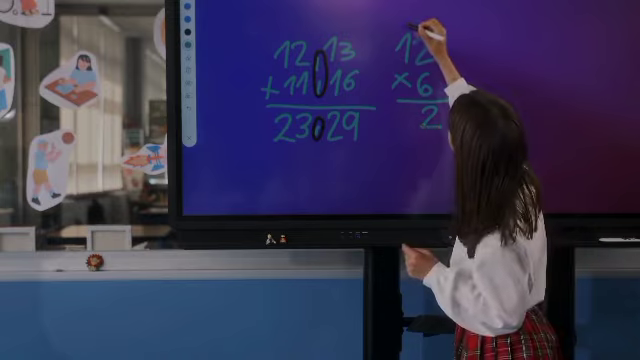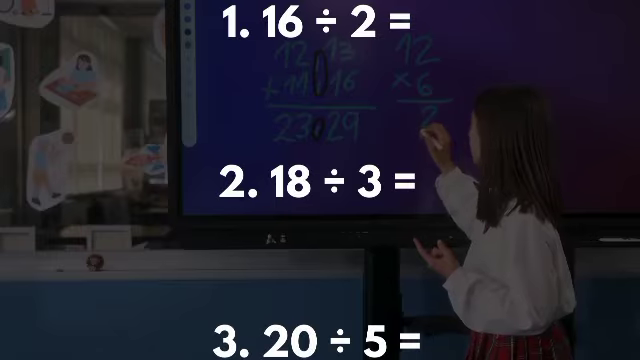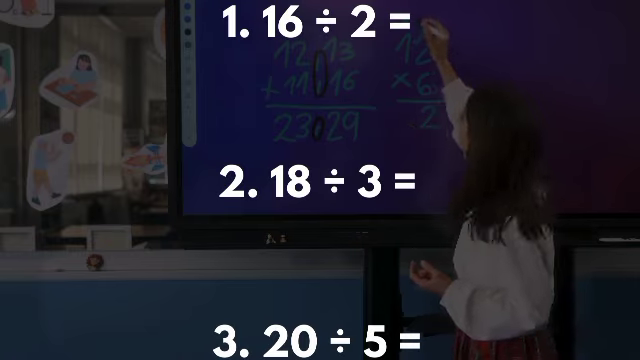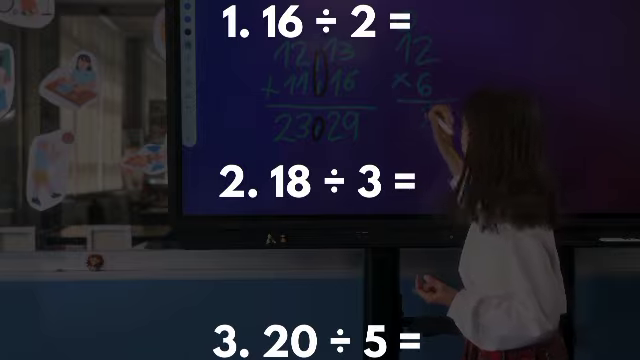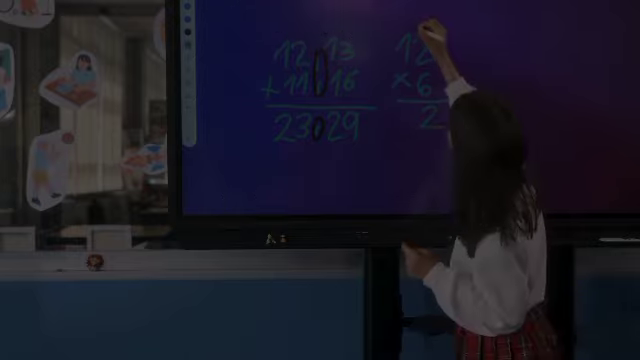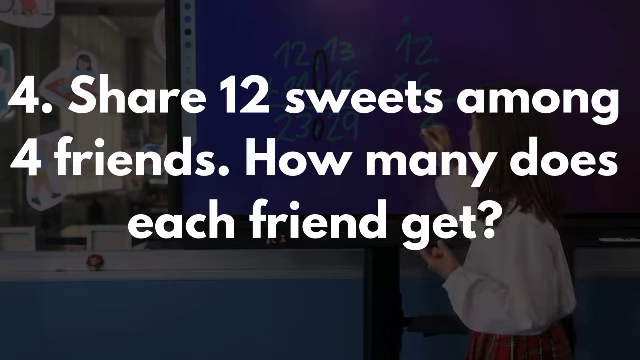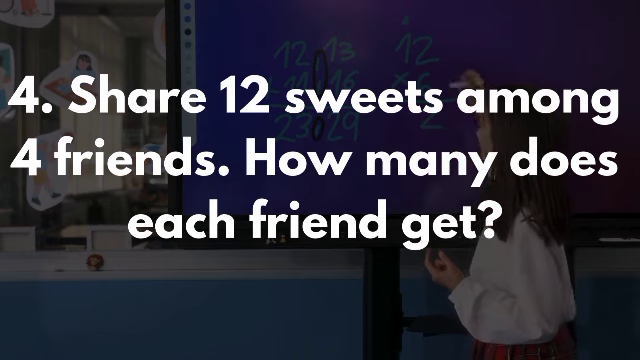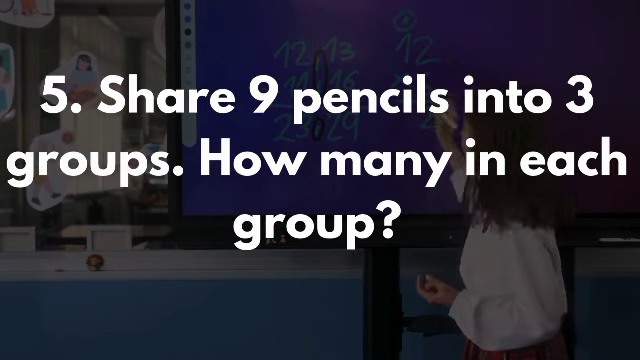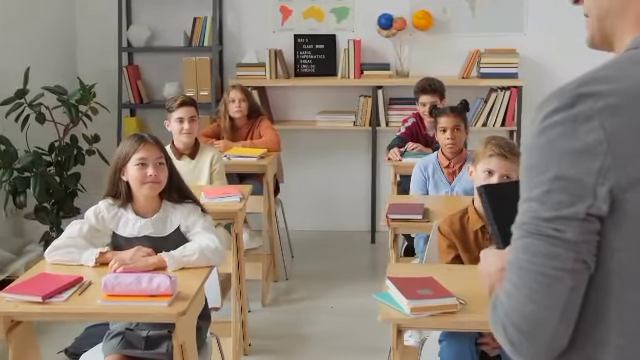Excellent work. Assignment for students. Write and solve the following. 1. 16 divided by 2. 2. 18 divided by 3. 3. 20 divided by 5. 4. Share 12 sweets among 4 friends. How many does each friend get? 5. Share 9 pencils into 3 groups. How many in each group? Bring your answers to the next lesson.